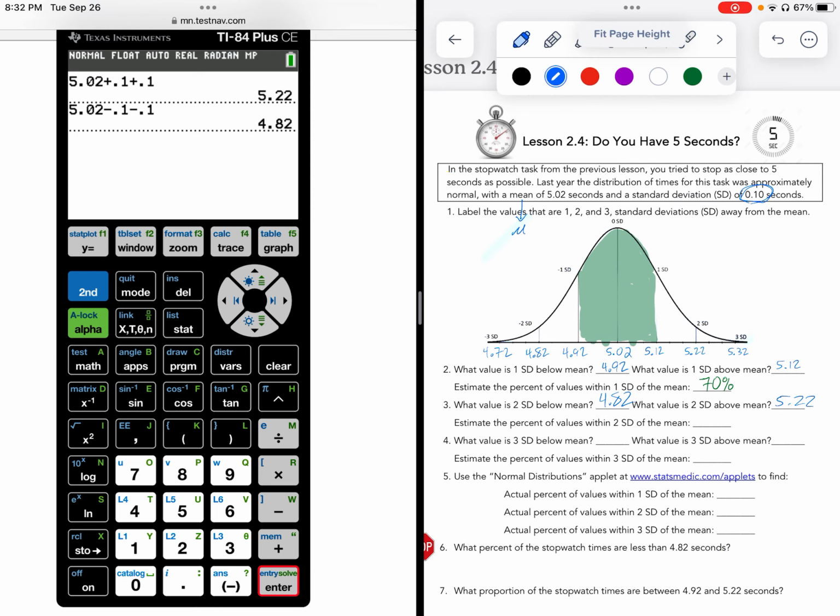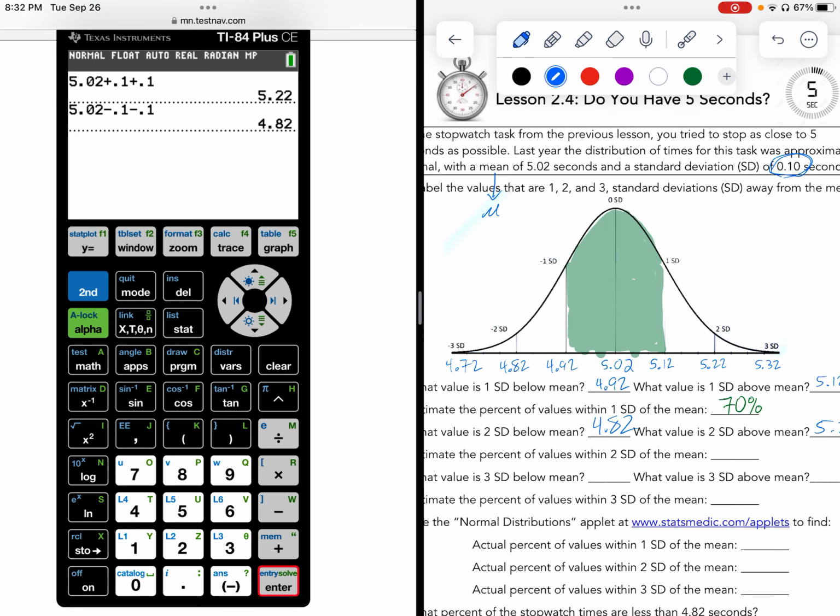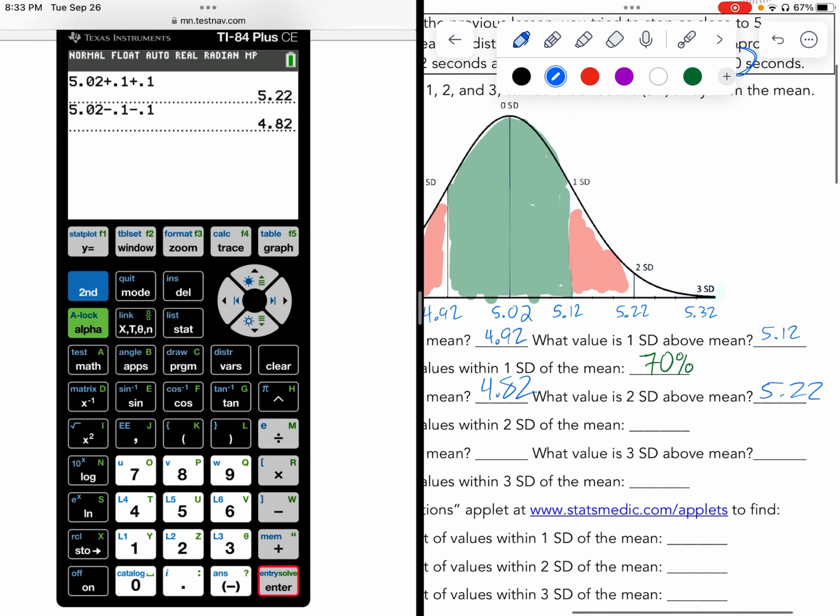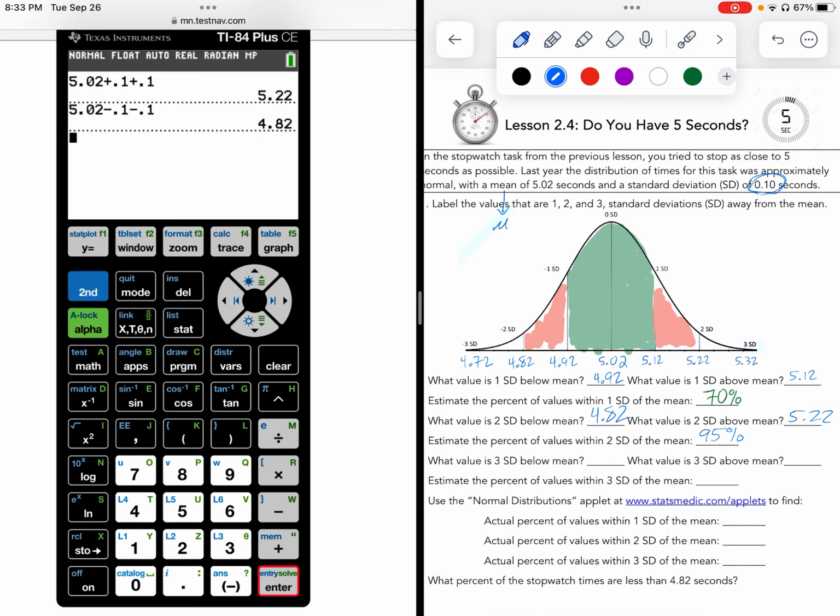Now what percent do you think that is? I'm going to add in some more highlighting: it's the green plus the red. As you're looking at this, remember this is a density curve, so the area under the curve is 100%. What part do you think the green and the red make up together? It's pretty darn high, and we're just going to throw a number on it of 95%. Then we'll continue onward in this manner and do 3 standard deviations.